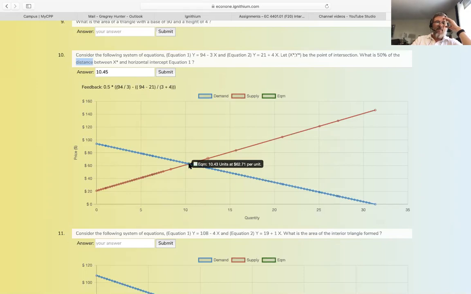Oh yeah, I know that's the intersection, but I'm trying to ask why, when they say the x, they say between x and horizontal intercept, equation one. So the x is the intersection, the x is the equilibrium? Well, okay. To be really clear, and I can show you guys this here. Let's see. Oh, okay. Actually, I got it. I think the x is the 31.33.